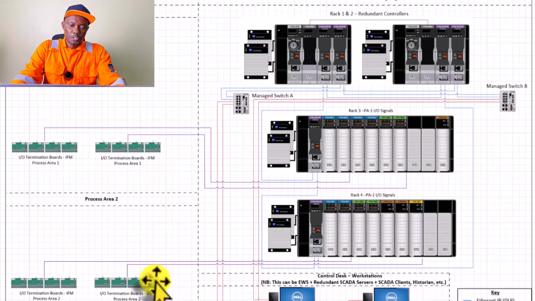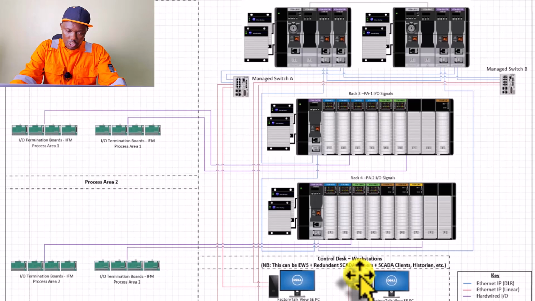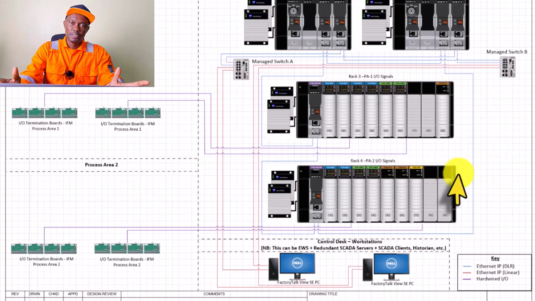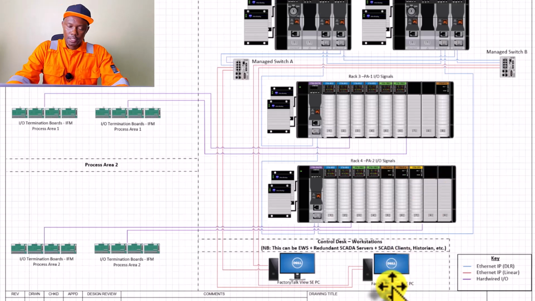So if you look below, you see control desk workstations. This is for illustration again, like I said earlier. You will see EWS, the engineering workstation for configurations and engineering activities. You will also see redundant SCADA servers. You also see SCADA clients, historians. Even in most cases, you see jump servers for remote access. So this is just for illustration anyway.